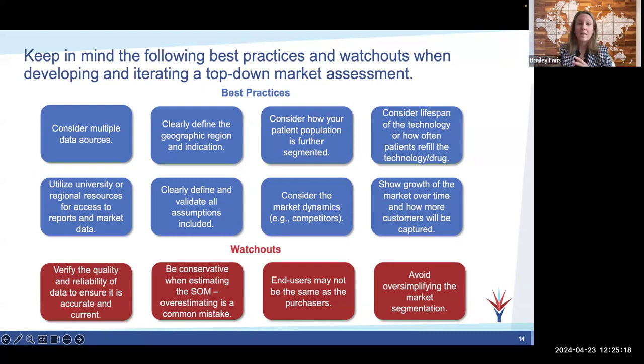And avoid oversimplifying the market segmentation. So really take the time to think about how you're segmenting that total market population down to the SAM and what those patient populations would look like that you are targeting with your technology. And most importantly, I'll leave you with iterate, which is very important. As you continue to gather additional information or data and continue to learn about the market, it's okay to continue to update the assumptions and the data used in the model in order to make sure that it is accurate and up to date.